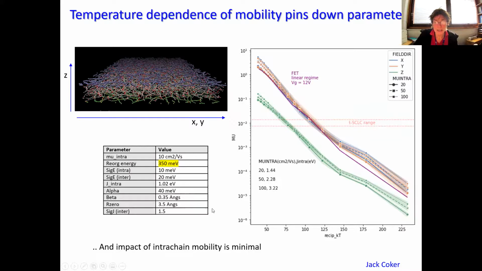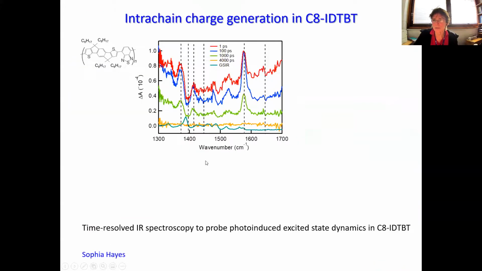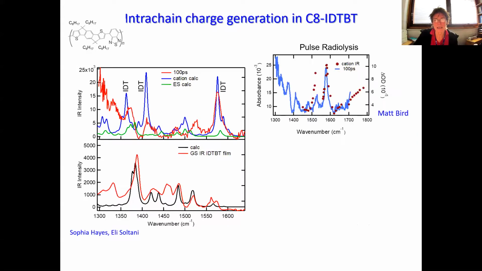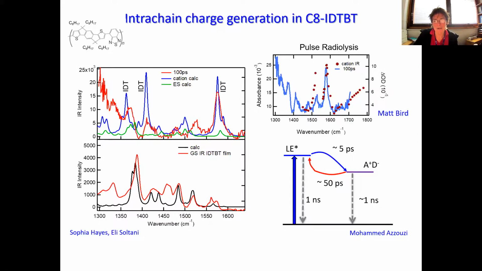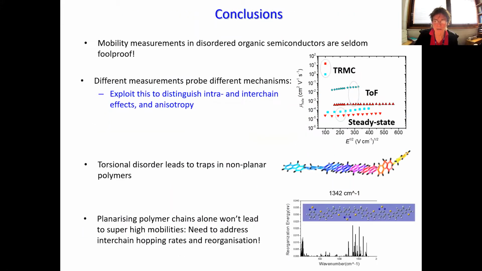A final point here is that the impact of the intrachain mobility is minimal. Now, I had one more piece of data, but because I'm out of time, I'm going to jump over it. If somebody's interested, they can ask in questions. As a complementary piece of information about this class of polymers, we find they seem to be able to support spontaneous charge pair generation in solution.